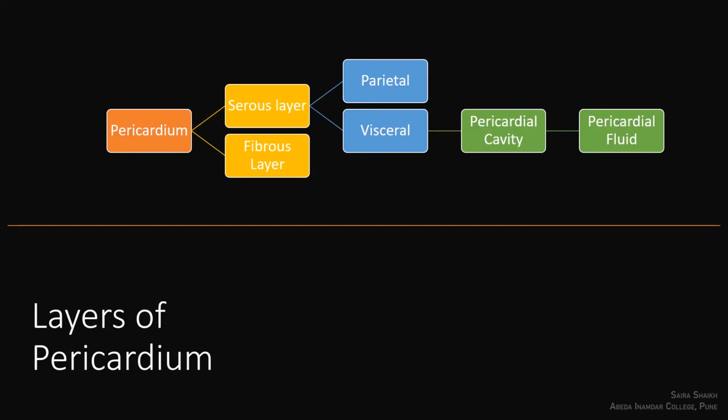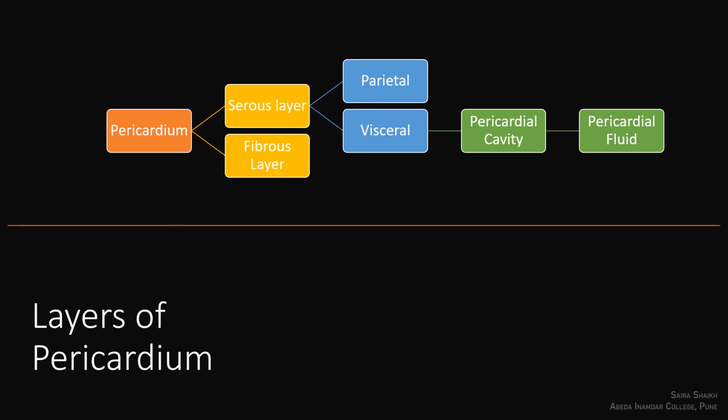The pericardium is made up of two layers, the fibrous layer and the serous layer. The fibrous layer is the outer layer and the serous layer is just inner to the fibrous layer. The serous layer again is made up of two different layers, the parietal layer and the visceral layer. The parietal and visceral layers are separated by a space called the pericardial cavity. The pericardial cavity is filled by a fluid called pericardial fluid.